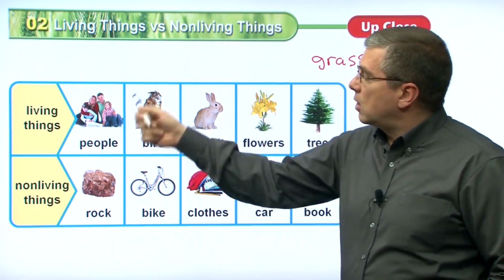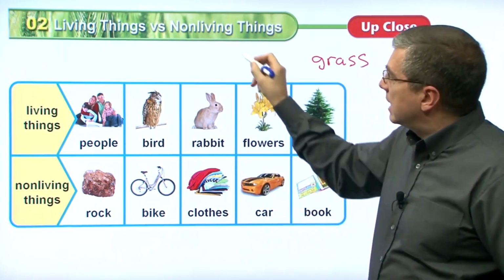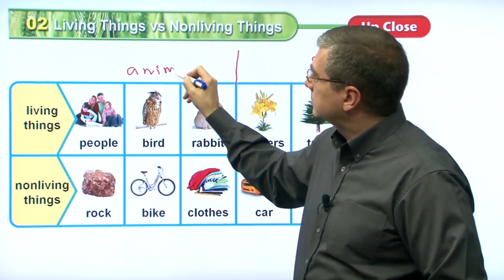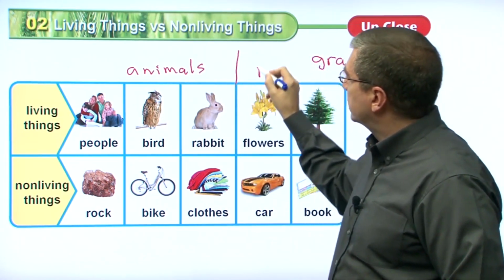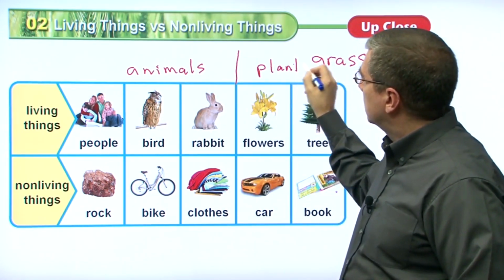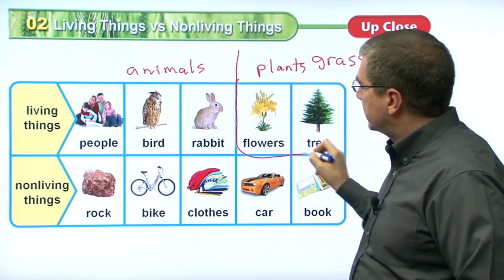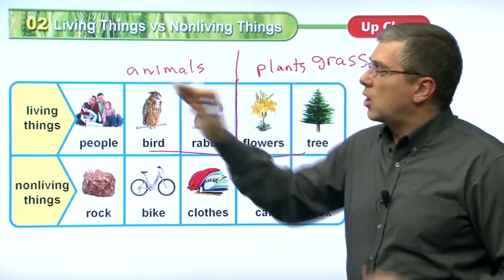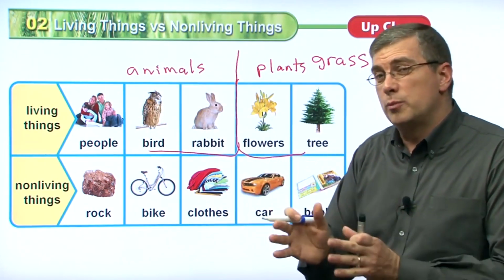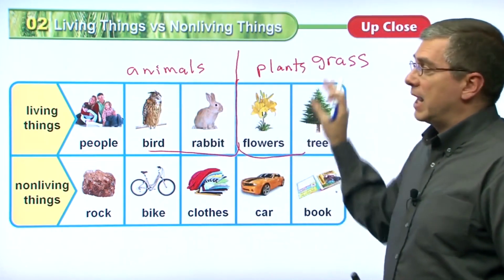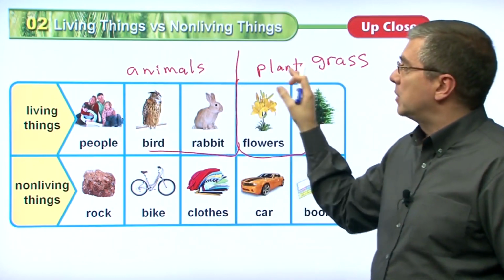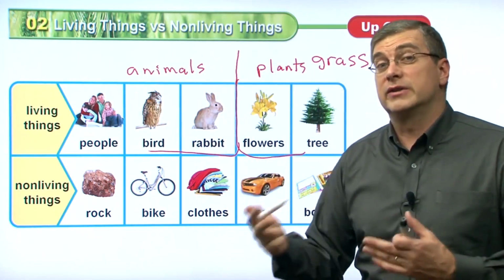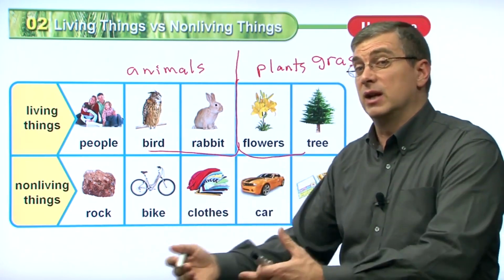So living things, we could also divide these. Here, we could say living things are also animals, and they are also plants. Okay? These things are plants, these things are animals. Okay? So living things, you can also break it down into another grouping, animals and plants. So living things are animals and plants. All of these things need food, air, and water to survive, to continue living.